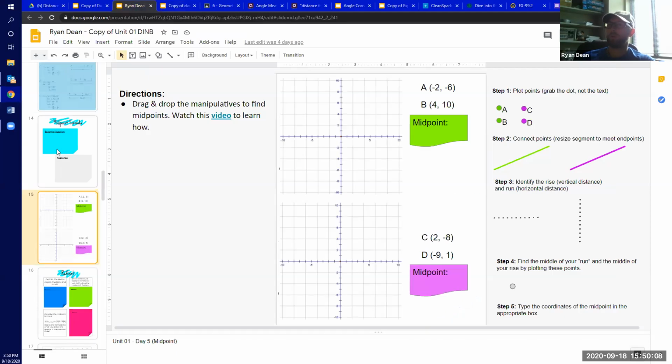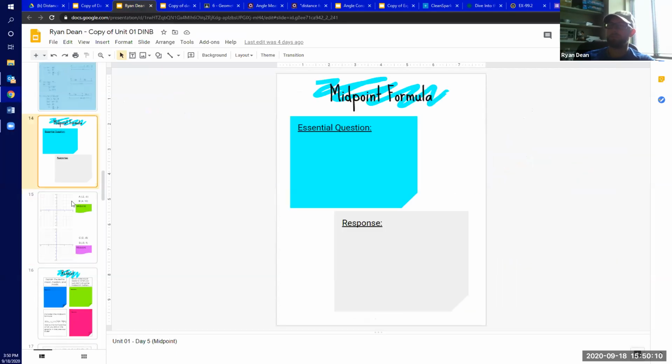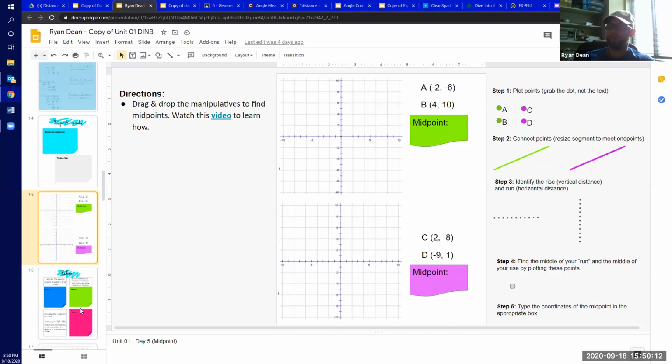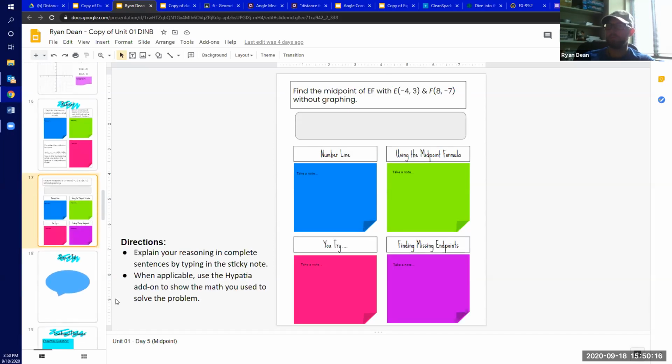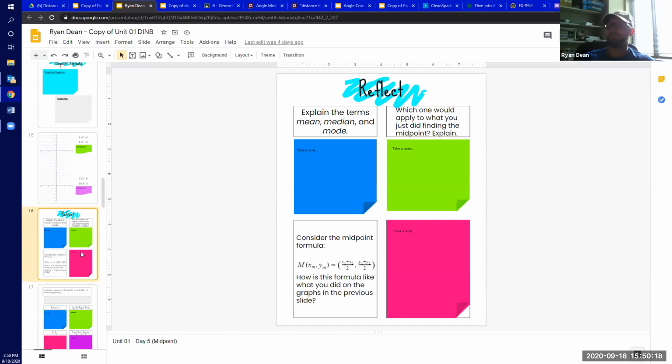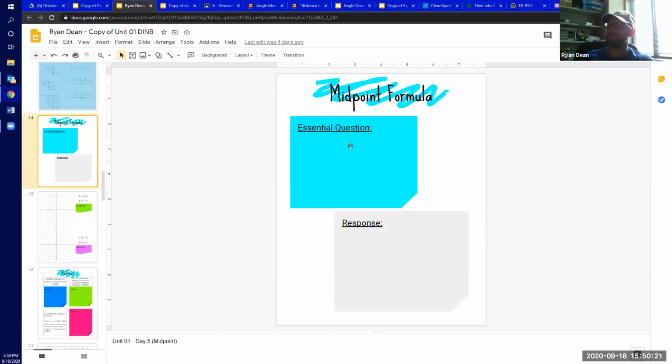So in our notebook, we're going to be taking a look here at slides 14, 15, 16, and 17. So don't forget to write your essential question and make sure that at the end of the lesson you come back and answer it.